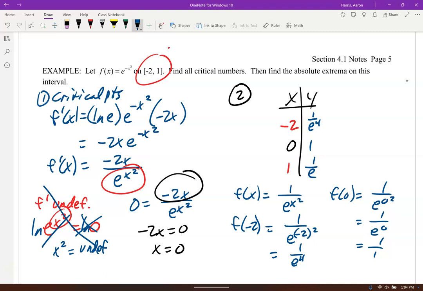So our highest point, remember e is 2.718, right? So our highest point would be that 1. So our absolute max of 1 occurs at x equals 0. And our lowest point here would be that 1 over e to the 4th, right? That would be our absolute lowest point. So absolute min of 1 over e to the 4th, whatever that is, at x being negative 2.